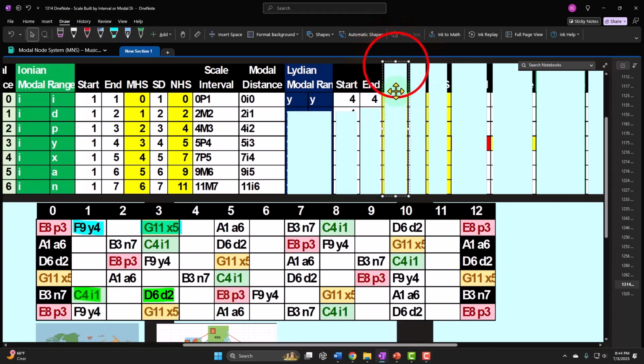So we're going to start off by not going anywhere. We're going to imagine the modal half steps are 0 modal half steps. That's going to be a distance of Lydian to Lydian. We stay in the same spot.